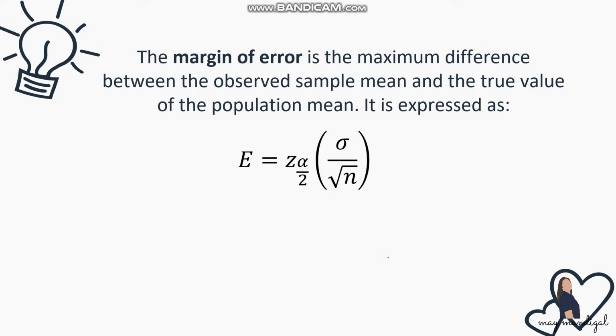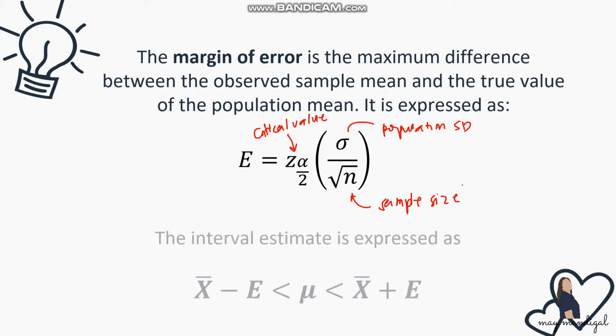Now, we also have what we call the margin of error. It is the maximum difference between the observed sample mean and the true value of the population mean. So again, the maximum difference of our sample mean with the population mean, and we solve it using this formula. This z here is our critical value, which can be found using our level of confidence, and then we have here the population standard deviation, and this one is our sample size. So this is the formula for the margin of error.